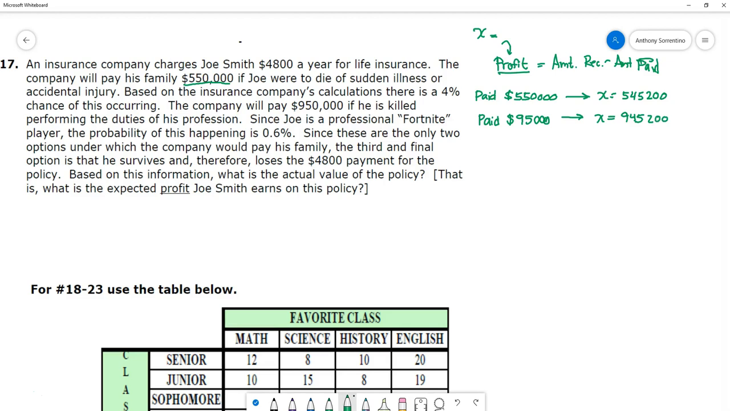There's only one other option where he gets basically paid nothing because he lives. So the X value for that is going to be basically the amount received is nothing minus the amount paid. That's a negative 4,800. So those are the three possible outcomes. Either he's going to get a profit of 545,200 for his family, a profit of 945,200, or a profit of negative 4,800. Now to get their probabilities straight.